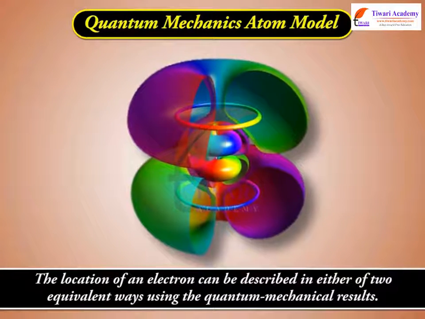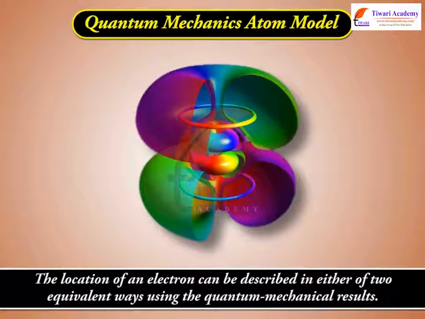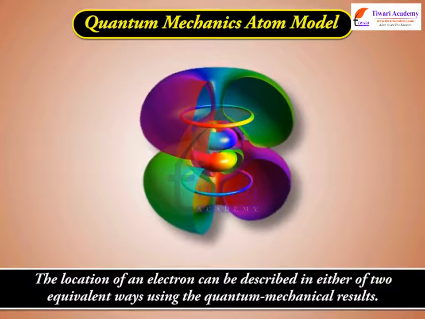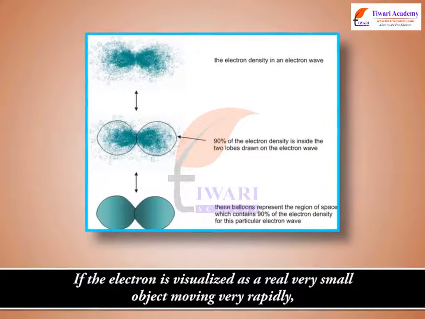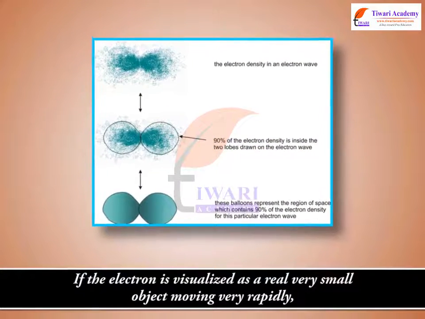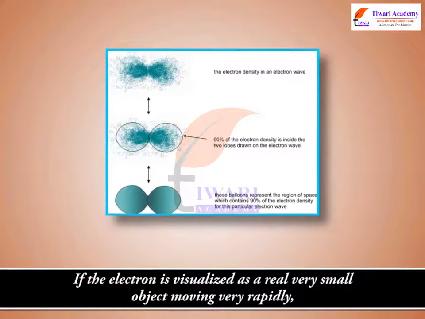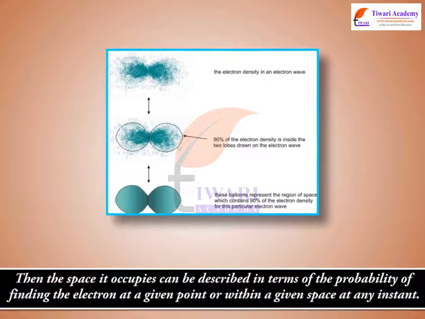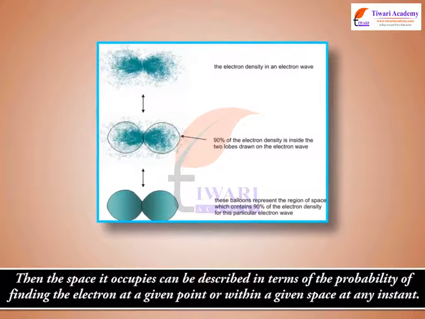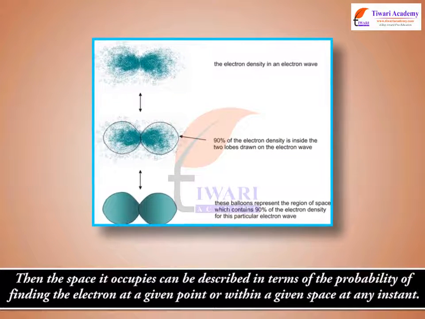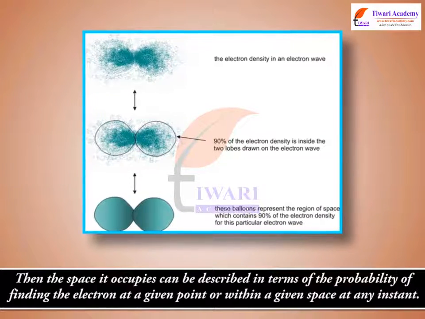The location of an electron can be described in either of 2 equivalent ways using the quantum mechanical results. If the electron is visualized as a real, very small object moving very rapidly, then the space it occupies can be described in terms of the probability of finding the electron at a given point or within a given space at any instant.